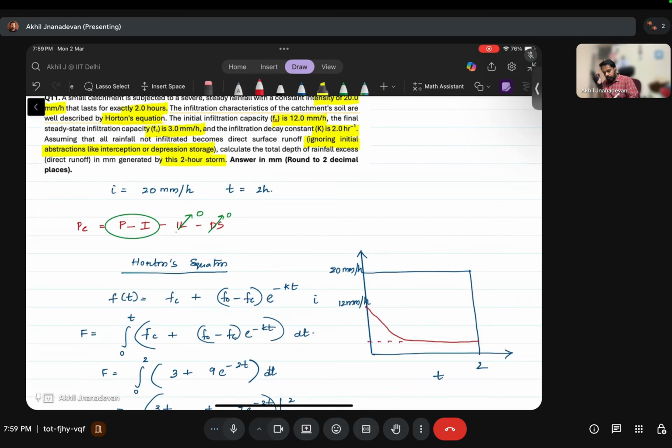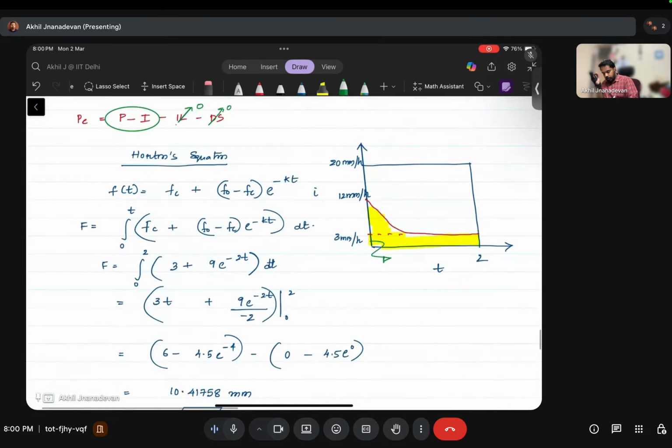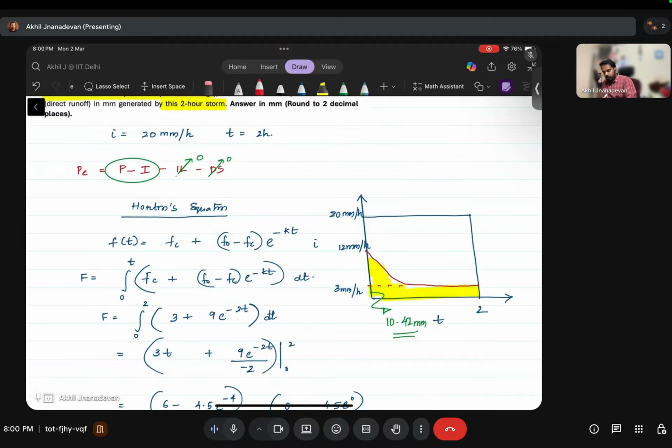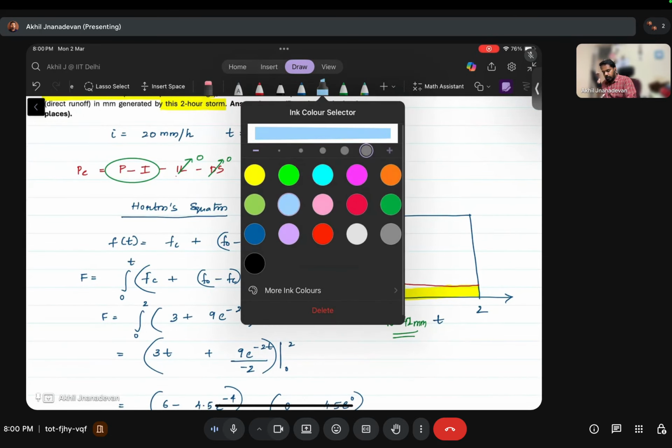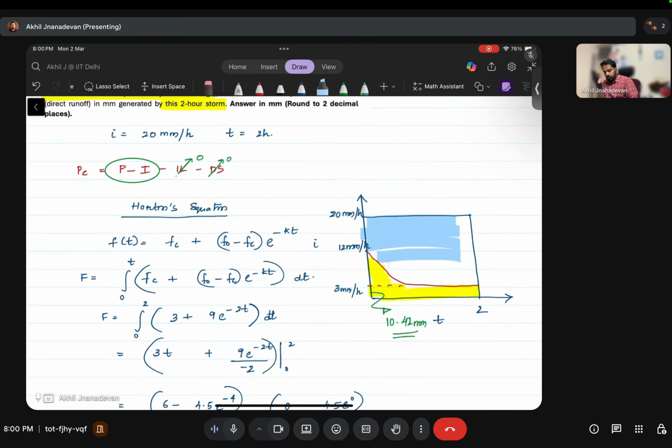Here, what we just did, we found out this particular area, that is the infiltration depth after 2 hours. We calculated this as 10.4142 mm, and we subtracted it from the total precipitation and we got this particular area that is nothing but the runoff or the rainfall excess. This particular area, we got this as the runoff excess or rainfall excess or direct runoff as 29.58 mm.